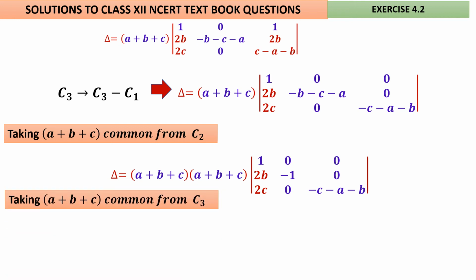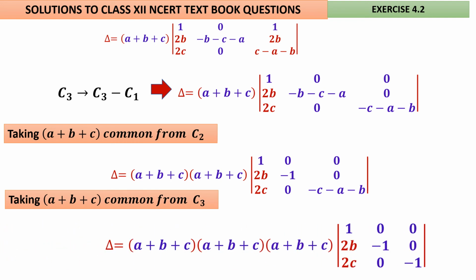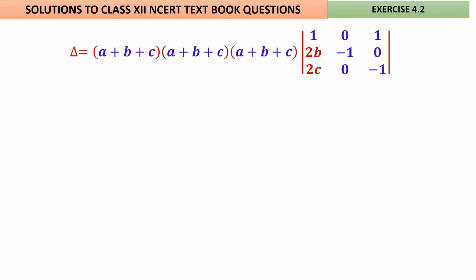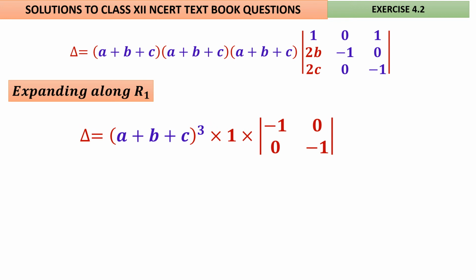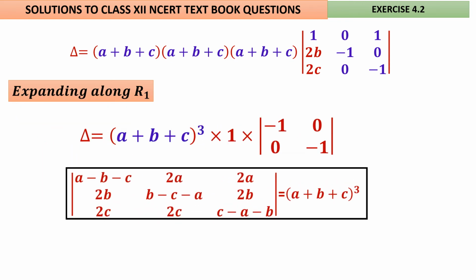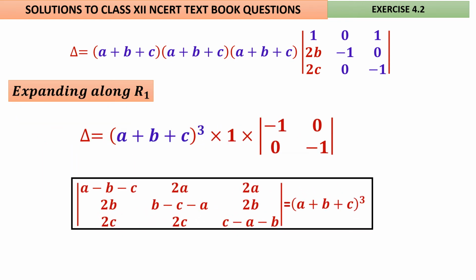The same happens in the third column also. You can take a plus b plus c outside from the third column, and you get 1, 0, 0, minus 1 now. Now can you expand it? Very simple. Therefore you expand it with respect to row 1: 1 multiplied by the determinant obtained by removing the first row and the first column, minus 1 0 0 minus 1. Therefore the answer is (a plus b plus c) whole cube into 1. Therefore it is a plus b plus c the whole cube.